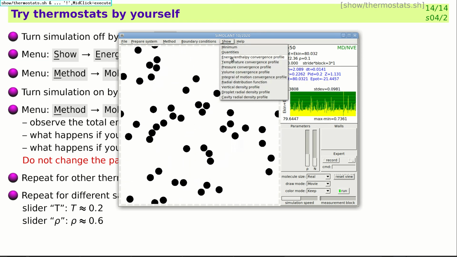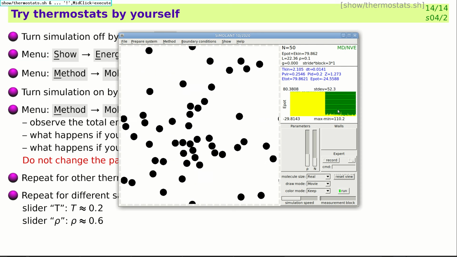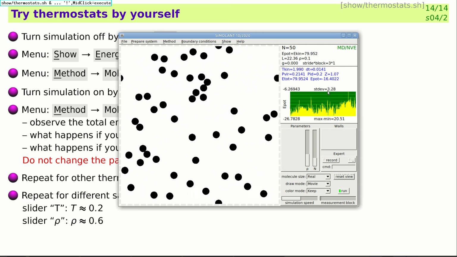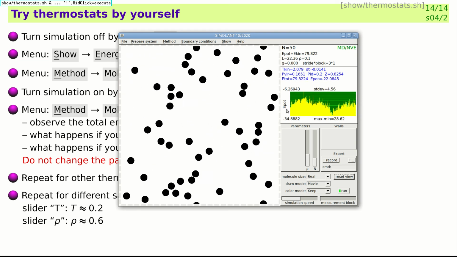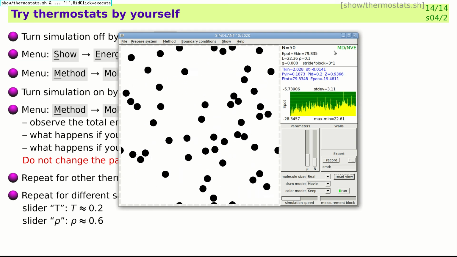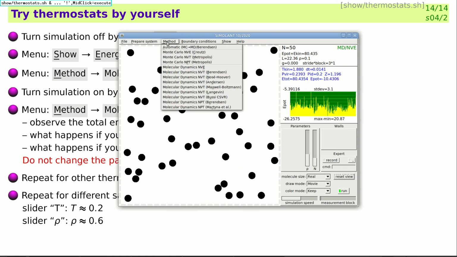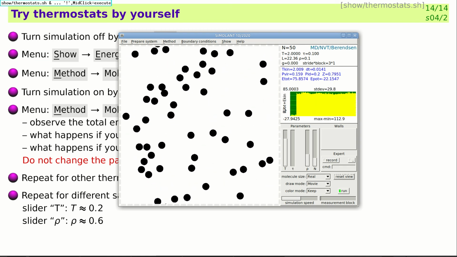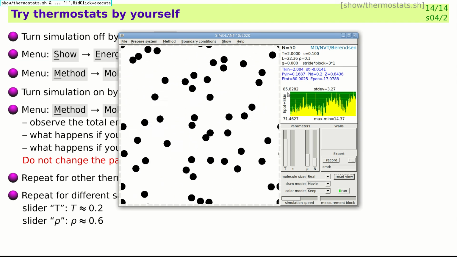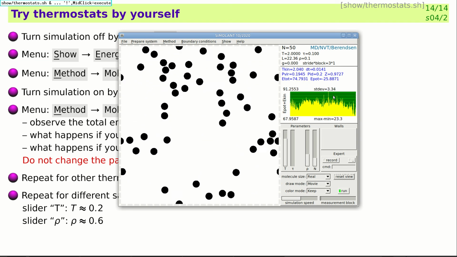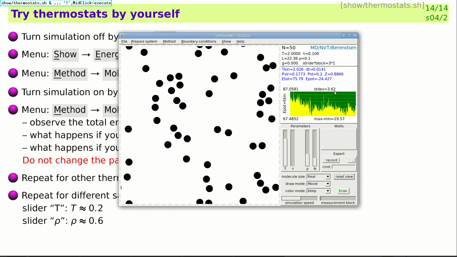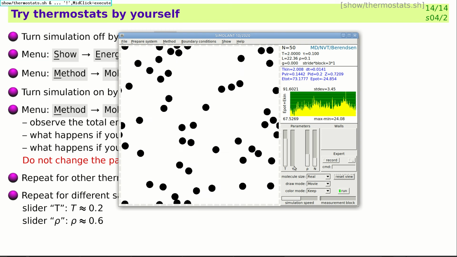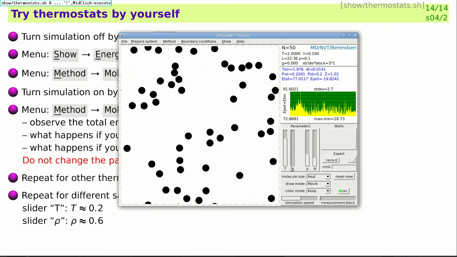Show energy enthalpy convergence profile. So now it's changed. It has a different type of fluctuations because it's not constant anymore. It's the potential energy now for that NV ensemble. But if we change the method to the Berendsen, here we have again the total energy, that is the internal energy. It fluctuates.